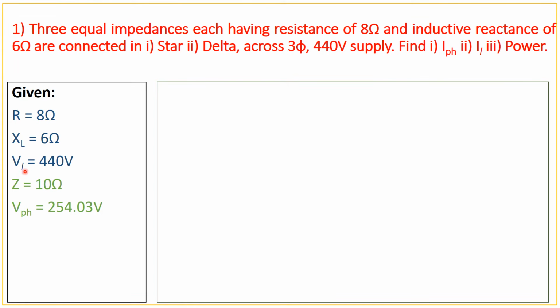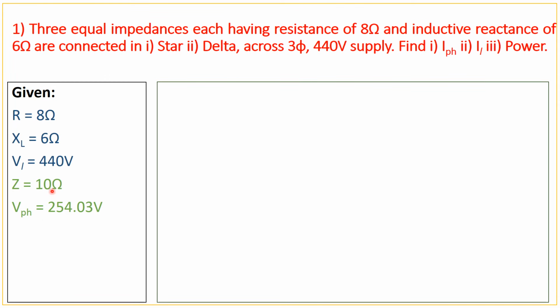You have VL, you have V phase. Obviously, you might be having a question. You can find IL as VL by Z, and you can find I phase as V phase by Z. And in star connection, IL is equal to I phase, right? So you know this. In star connection, IL is equal to I phase. But if you divide VL by Z, as per you it is IL, so 440 by 10 is 44 amperes.